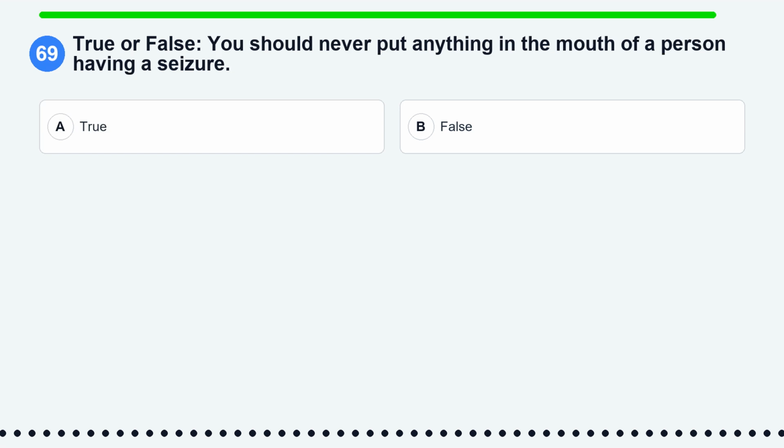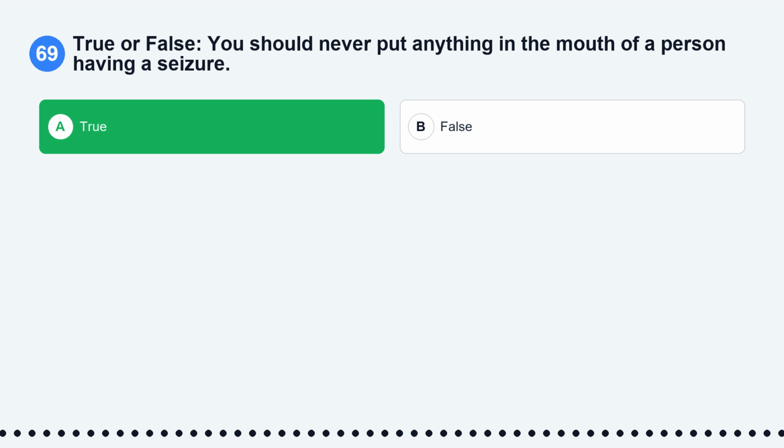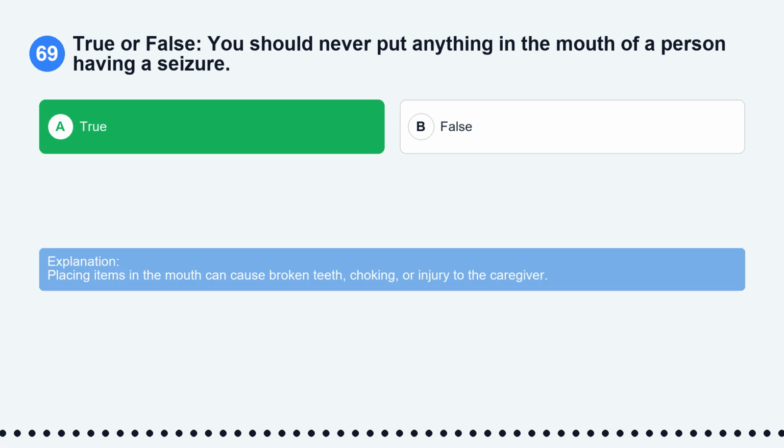Question 69. True or false, you should never put anything in the mouth of a person having a seizure? Option A, true. Option B, false. The correct answer is option A, true. Placing items in the mouth can cause broken teeth, choking, or injury to the caregiver.